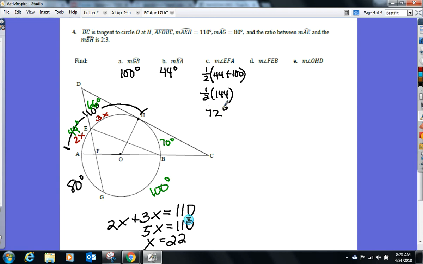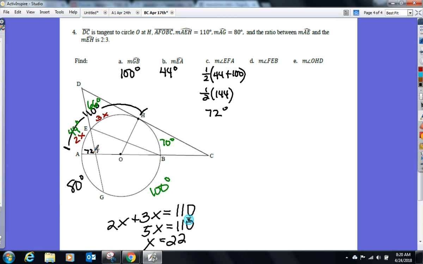I am also going to suggest when you find an angle, put it in your diagram. You never know, you may need it down the line. All right, so EFA is 72. It may make things easier for you down the line. Label your diagram now with it.